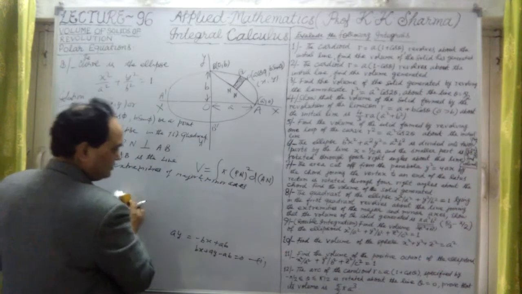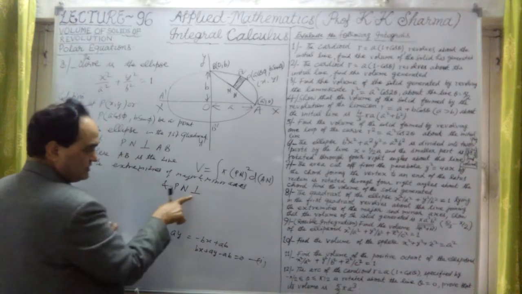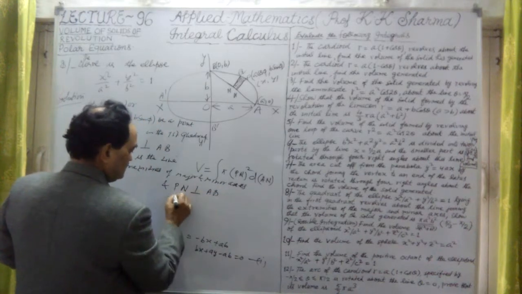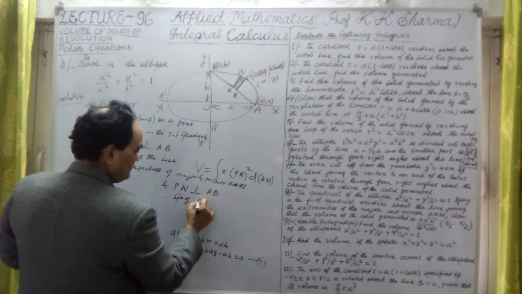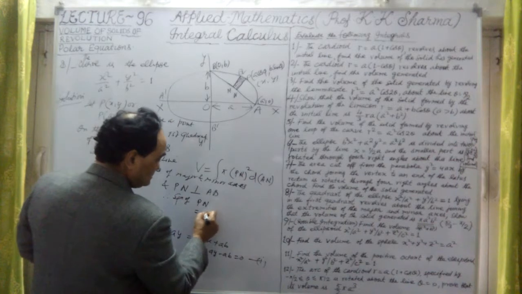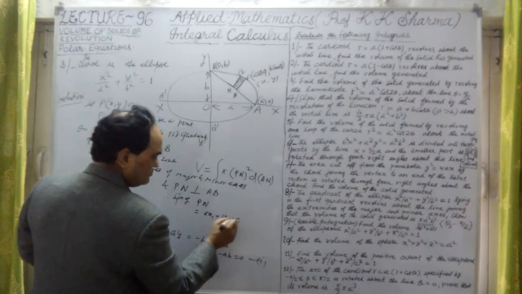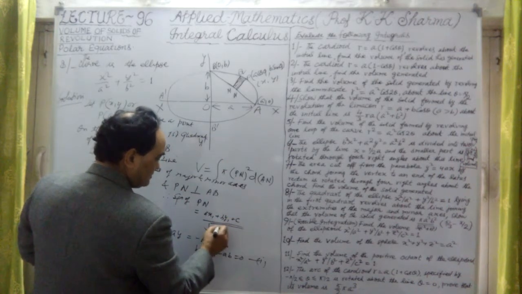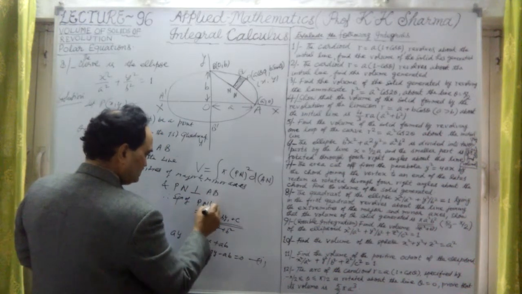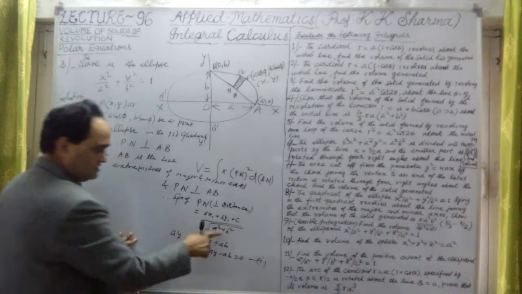Now upon this line, I draw a perpendicular PN, as discussed; PN is perpendicular to AB. The perpendicular distance PN is given by the formula (A x1 plus B y1 plus C1) upon the square root of A square plus B square.